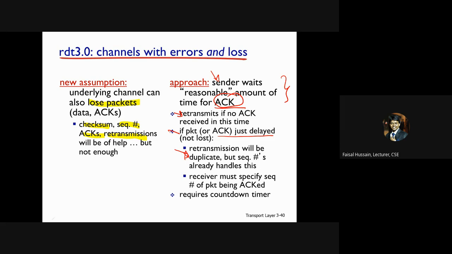But the previous version of RDT already handles duplicate packets, and this is done by sequence number. The receiver must specify the sequence number at the time of sending the ACK, because that's how the sender will understand whether the packet was received or not. And as we have to wait for a reasonable amount of time to check whether a packet is received or not, we need a countdown timer.